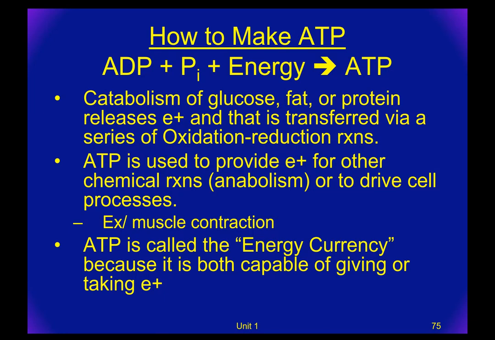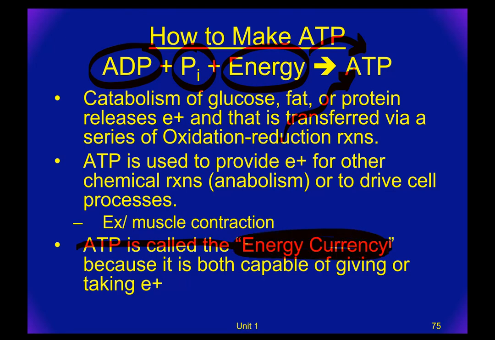So, something you have to understand with ATP. ATP is made by taking an adenine diphosphate plus a phosphate plus energy to make ATP. We can break down glucose, fat, or protein to release energy, and then through a series of oxidation reduction reactions, we end up with ATP, that fuel source. ATP is used to provide energy for all of the chemical reactions in our body, and, like I said, to drive cell processes like muscle contraction. ATP is often called the energy currency of the cell because it is both capable of giving and taking energy. Yes, I can break it down to get energy, but it still costs me energy to make it.